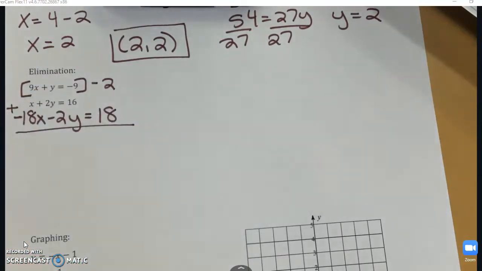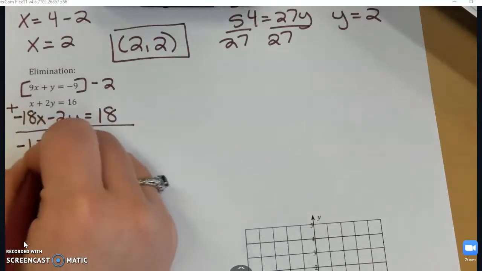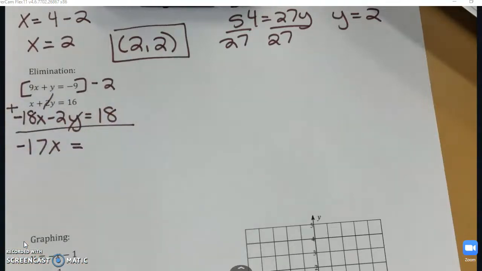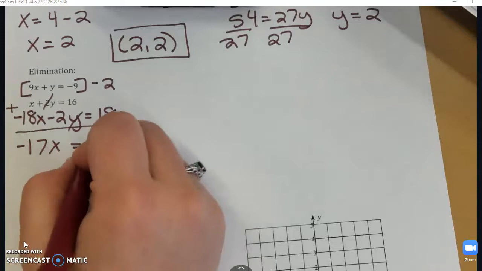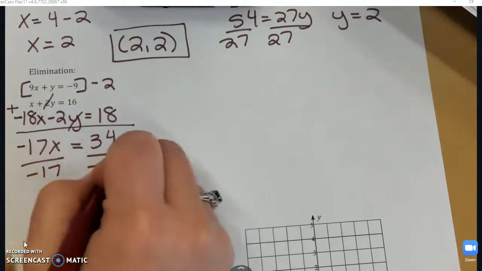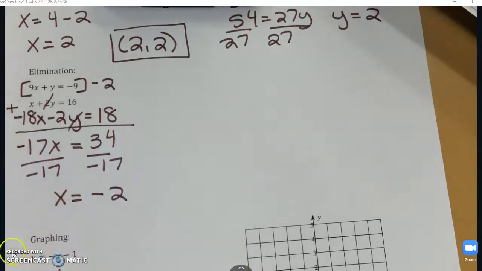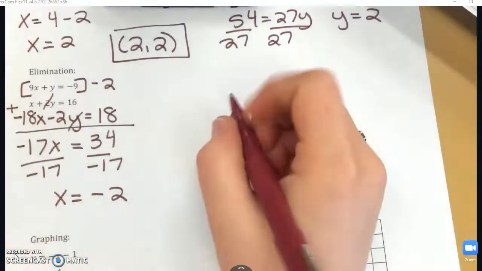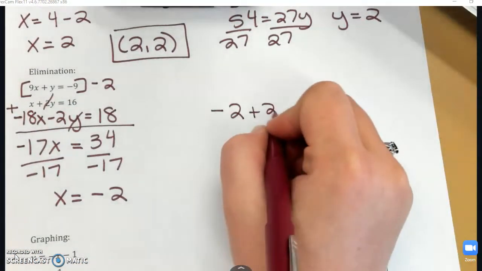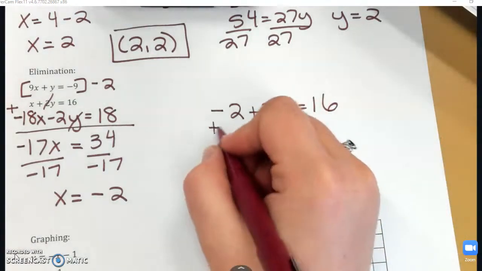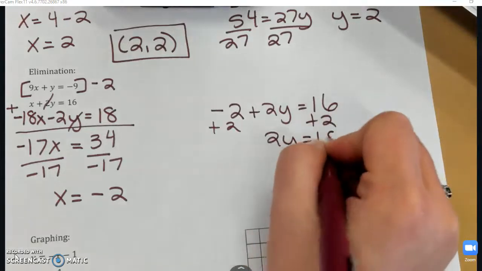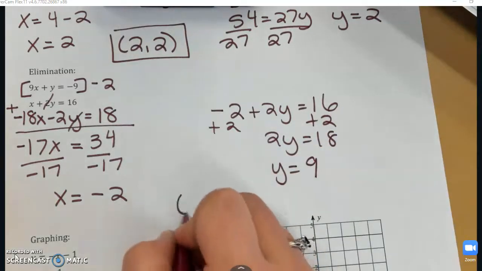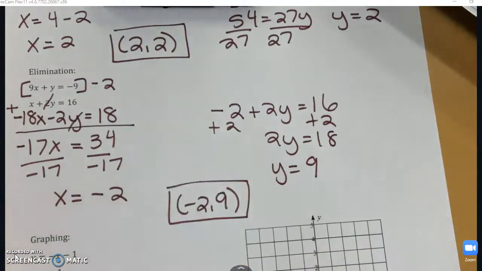When I add those two together, I'm going to get negative 17x, that cancels, equals 16 plus 18, which is 34. Divide by negative 17, and I get that x is negative 2. Once again, I need to plug that negative 2 into one of my equations to find y. I'm just going to do the second equation because it's smaller numbers, so I'm less likely to make a mistake. So negative 2 plus 2y equals 16. Solving for y, 2y equals 18, which means y is 9. And that answer is an ordered pair, (-2, 9).